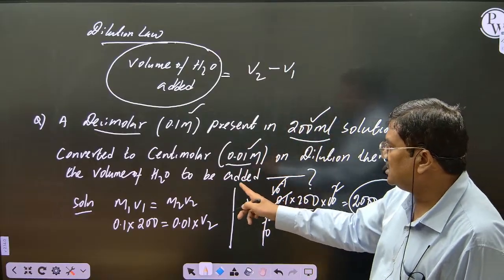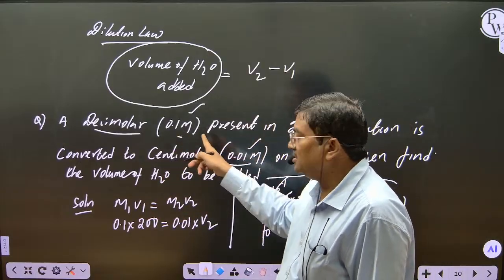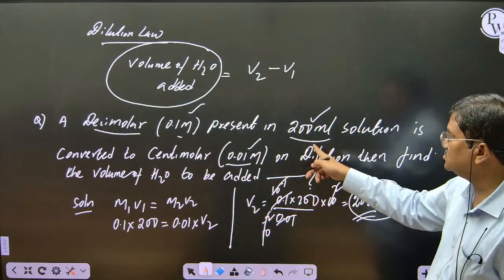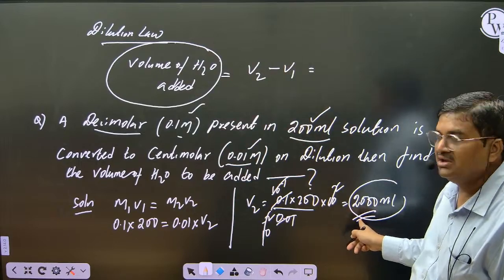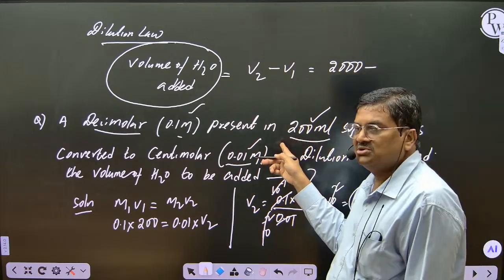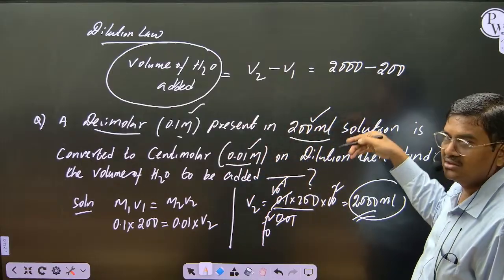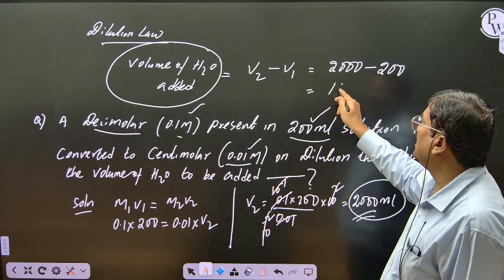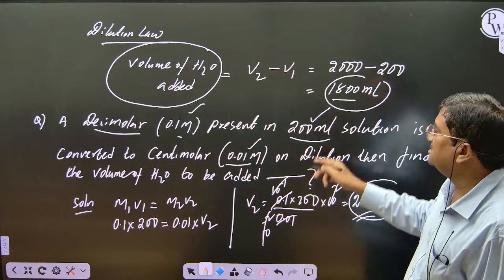What he is asking is, to bring this 0.1 molar into 0.01 molar, how much additional water you have added to this 200 ml. Are you getting my point? Now this final volume we got is 2000. Many students will forget about subtracting. This 200 we have to subtract to get what volume additionally we have added. That comes to 1800. In what unit, students? Milliliter we get. So this should be the answer.